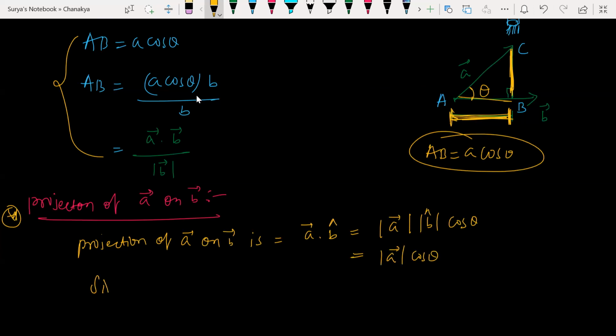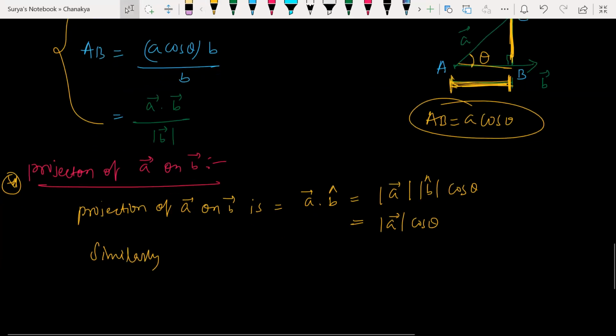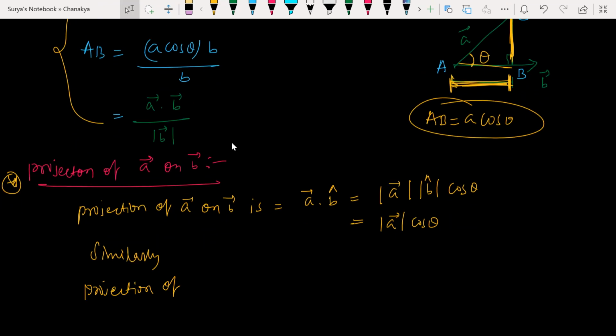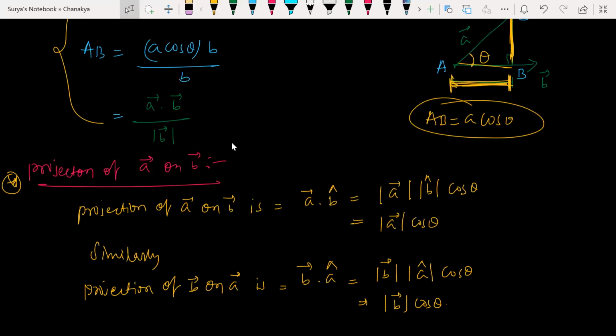Okay. Similarly, if I write the projection of B on A, what happens? It is equal to magnitude of B on vector A cap cos theta. So this is the projection of B vector on A vector. This is the projection of A vector on B vector. This is B vector on A vector. Clear?